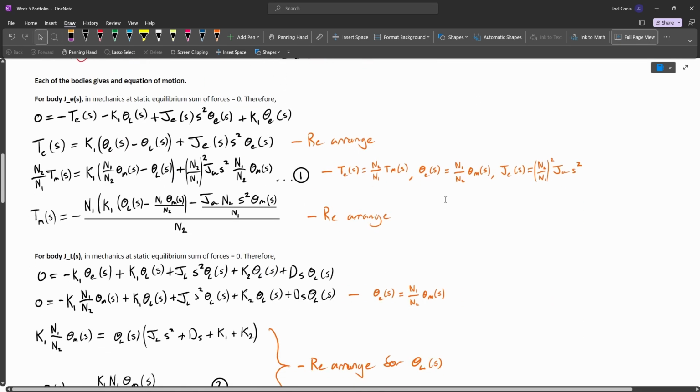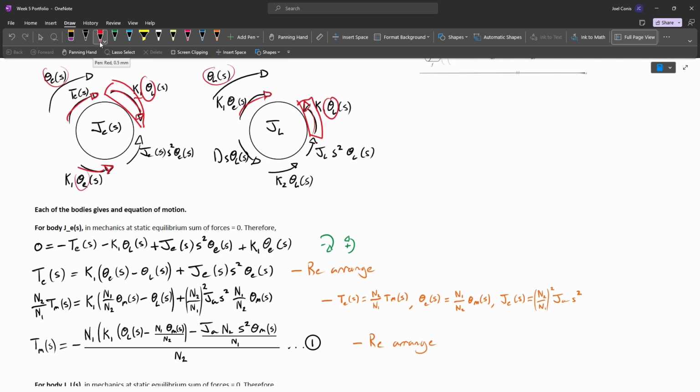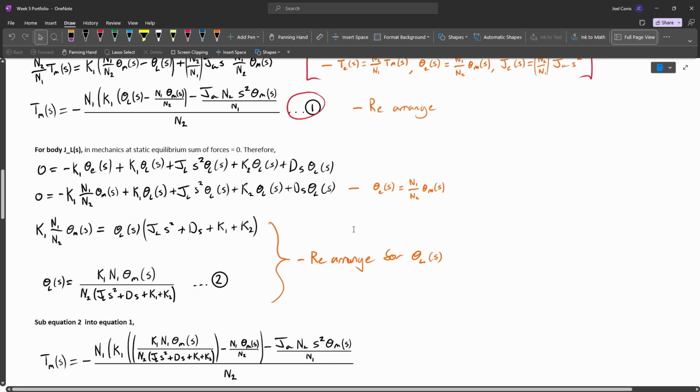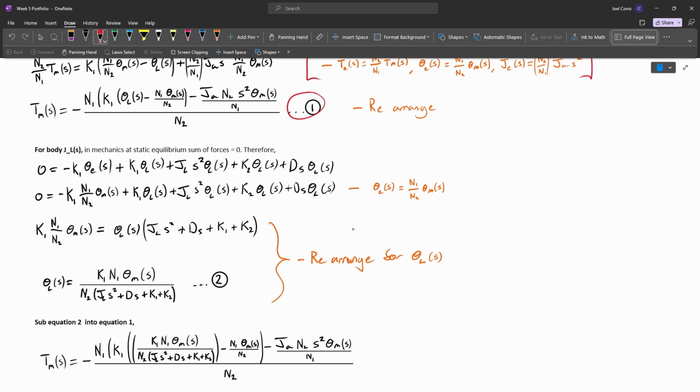Let's go ahead and build our equations of motion. The first body is put in static equilibrium, and therefore the sum of the forces equals 0. Then by following this sign convention, we can organize the equation like this. Following up, we can then sub in these values for our equivalences at the gearbox, and we find our first equation. In a similar vein, we do the same thing for the second body and make this substitution here. And now we have our second equation.